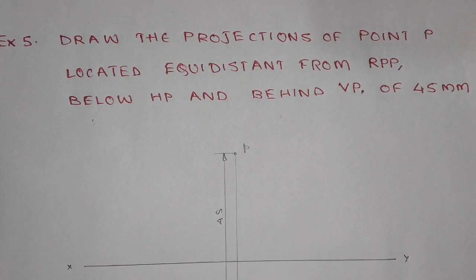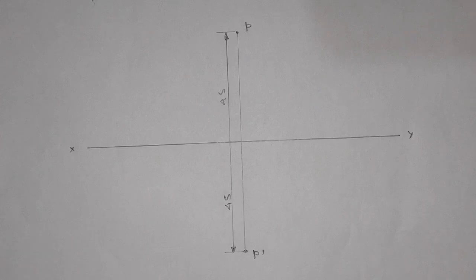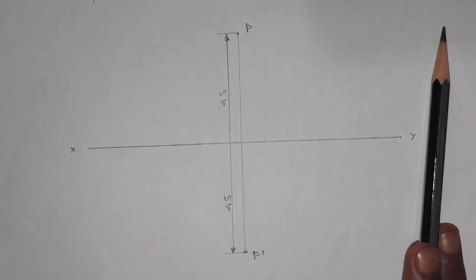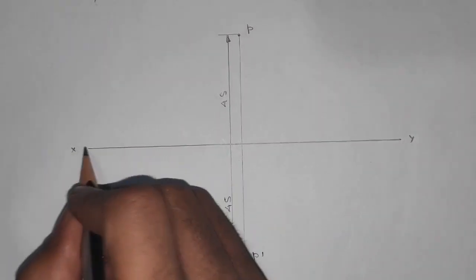So here I have already drawn the projections for this point in the third quadrant. So here this is the projection of point P in the third quadrant. To know how to draw this projection of point P in the third quadrant, you can refer to the link coming in the iCard or YouTube card above over here. So you can click the link and see the procedure to obtain the projections of a point in the third quadrant.